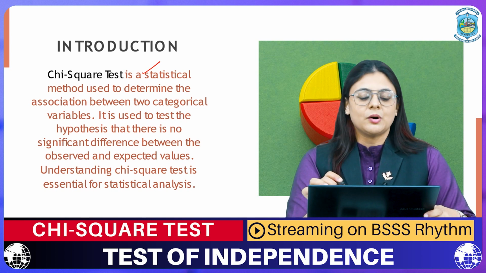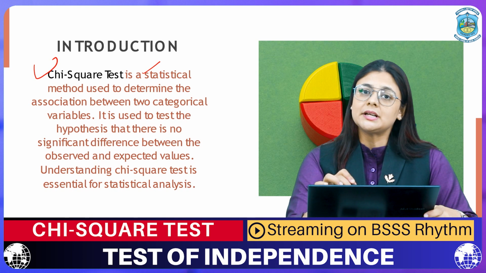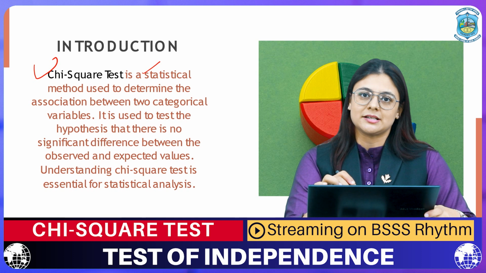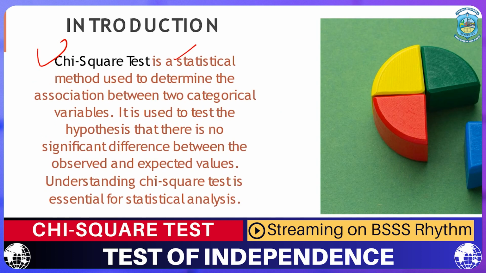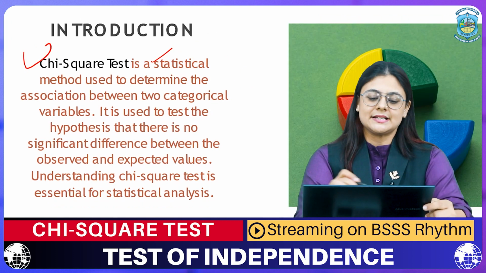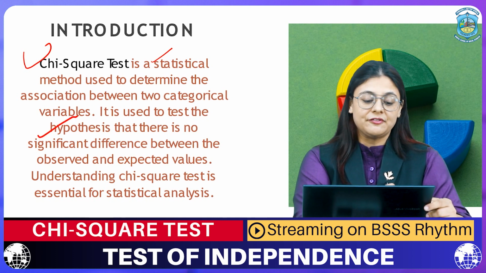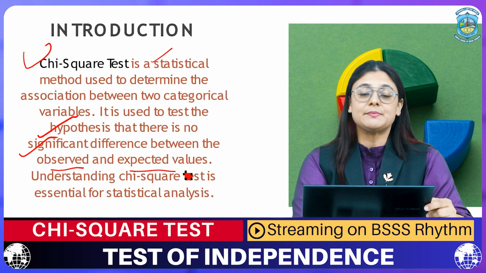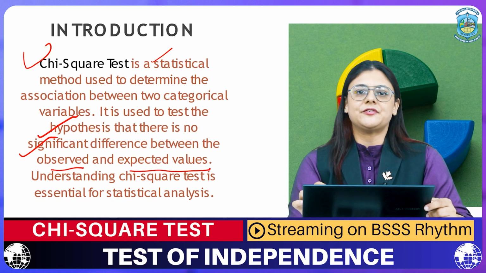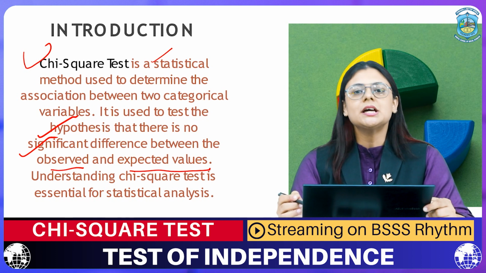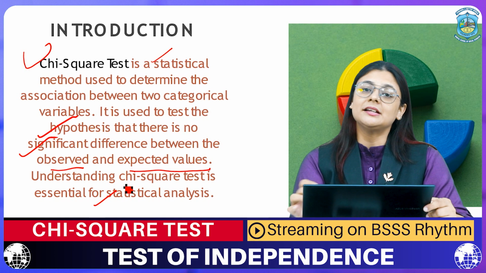So therefore, please remember whenever you are using a chi-square test, whether it is goodness of fit test or the test of independence, it has to be used on categorical data. If your data is in numerics, then the first step which you have to do is convert the data into categorical data. Chi-square test is a test which is used to test the hypothesis, that is, whether there is no significant difference between the observed and the expected values, or there exists a difference between the observed and the expected values. It is one of the most important non-parametric tests of statistical analysis.